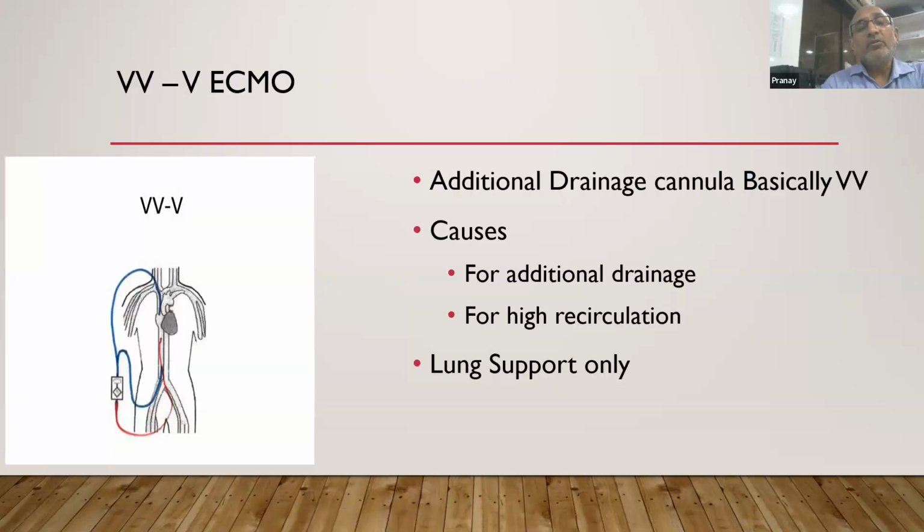Coming back to the variants of ECMO. When you have VV ECMO, you may require an additional drainage cannula, and you put an additional drainage cannula. You can see here, there's a drainage from the femoral vein, there's a drainage from the IJV, and the return is going to the RA. So this is VVV ECMO, where you have additional drainage, and that is because the drainage is not sufficient, or there's a high recirculation, and that's why you go for VVV ECMO. And again, remember that this is only for lung support.